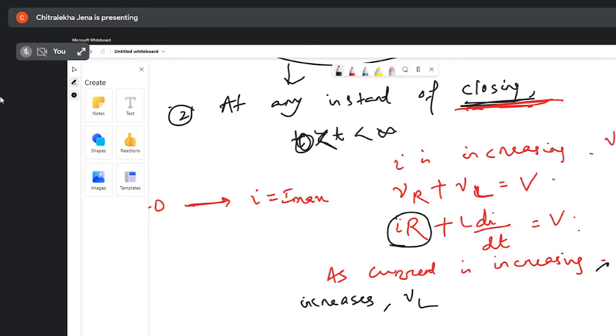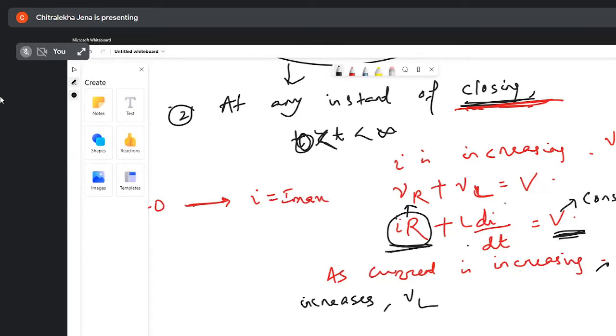Because my V is, what happened? Tell me. Nothing. Okay. So now you know that this is constant, voltage is constant, right? So if this factor is increasing, what happens to this one? In order to maintain this constant, what will happen?